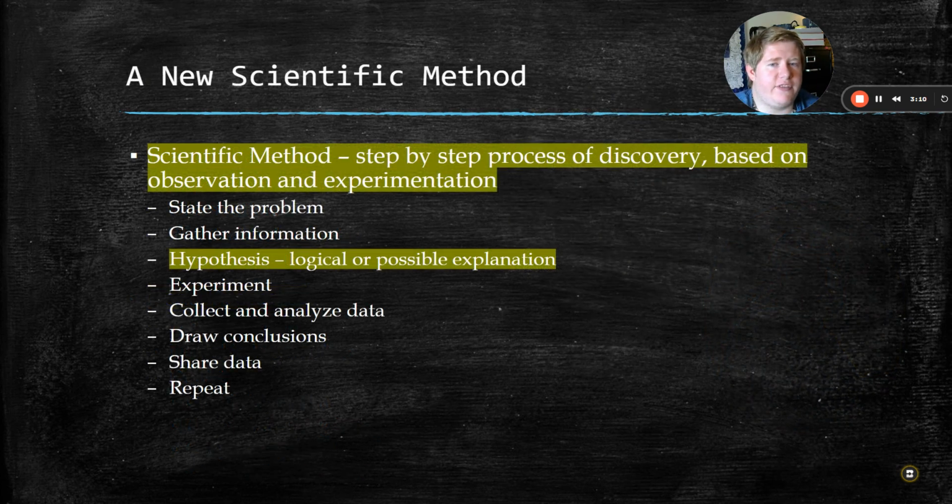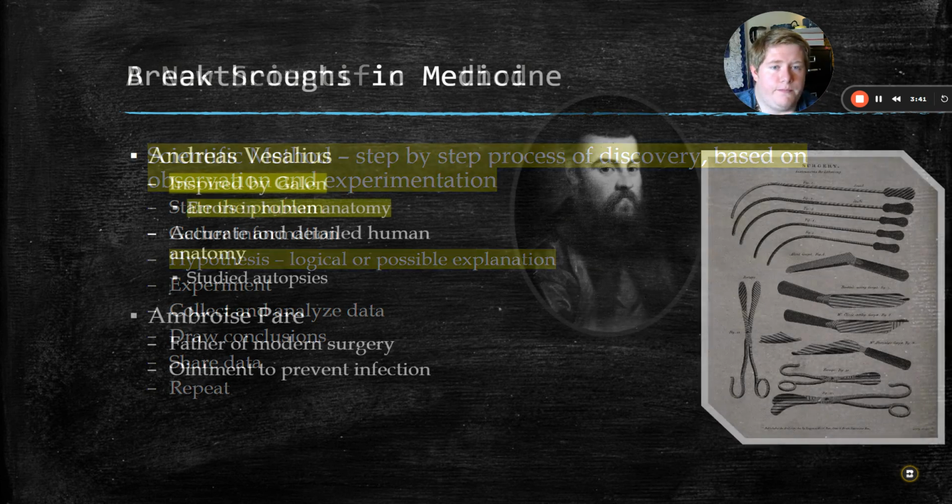Again, the scientific method, you've talked about this in science, or you will be, so I'm not going to spend too much time on this. It's a step-by-step process of discovery based on observation and experimentation. The big thing to keep in mind here is the idea of the hypothesis, or a logical or possible explanation. That's basically the question that you want to test. You'll then conduct experiments, collect the data, draw conclusions, share that data, and the biggest thing is repeat it. That way it's not a fluke. If you can prove that result multiple times, that's what you're going to do.